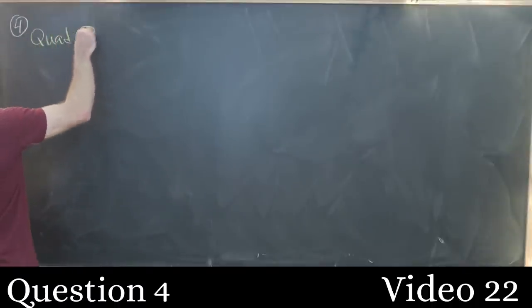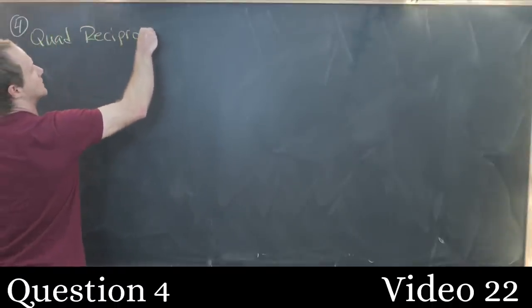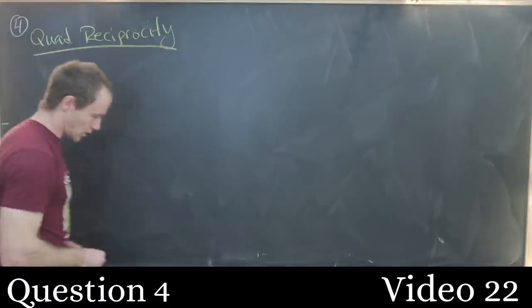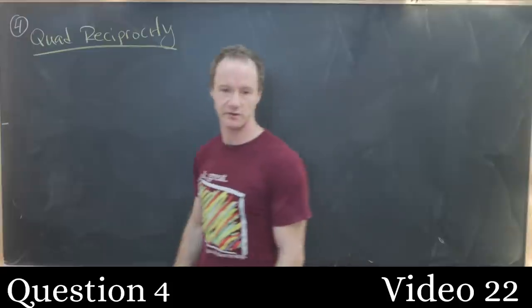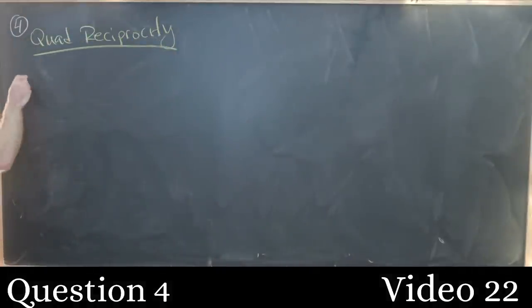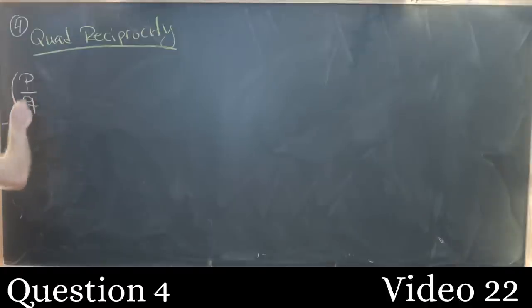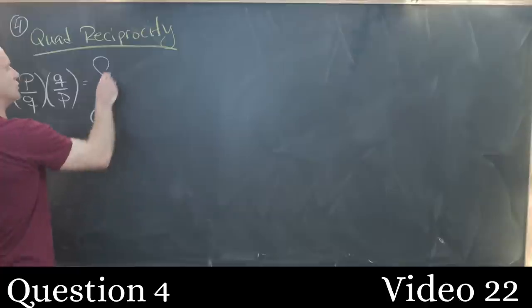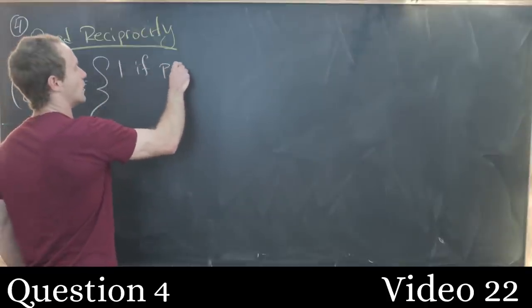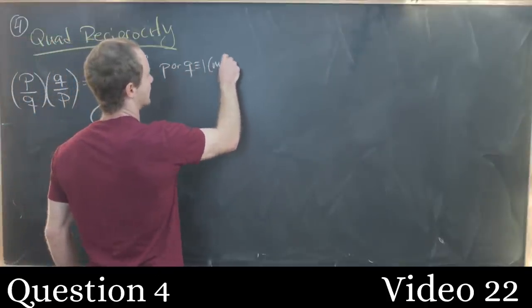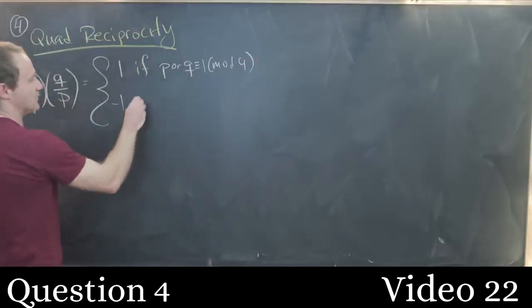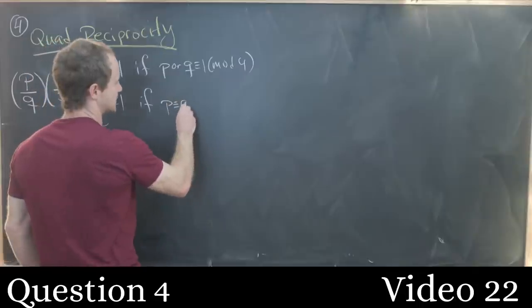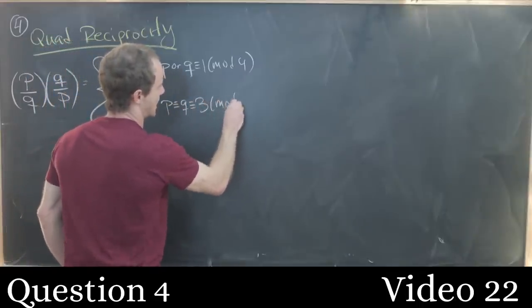So let's recall Gauss's theorem of quadratic reciprocity real quick. If p and q are odd primes, then the Legendre symbol (p/q) times the Legendre symbol (q/p) is equal to 1 if p or q is congruent to 1 mod 4, and it's equal to negative 1 if p and q are both congruent to 3 mod 4.